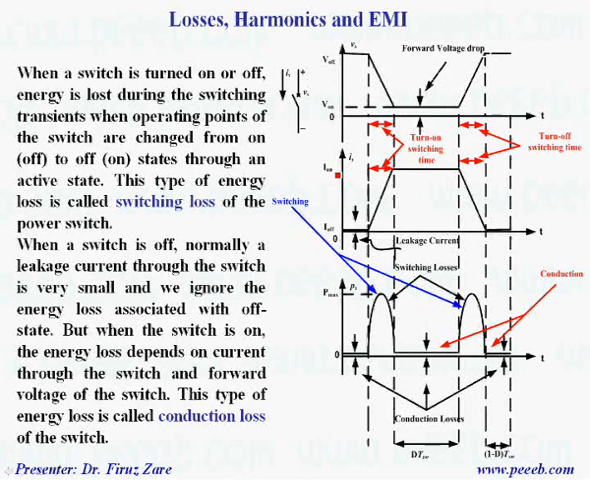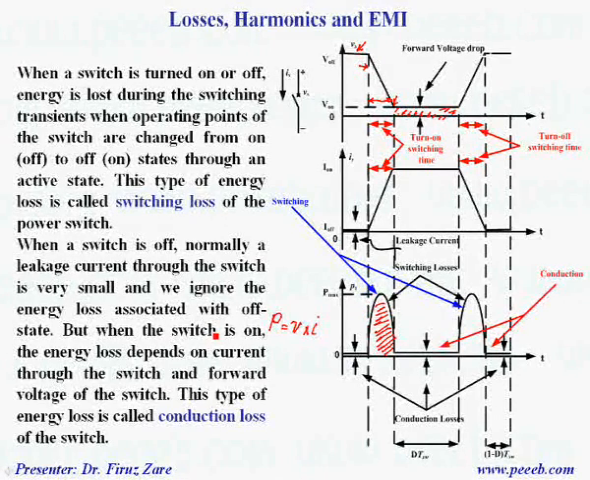So when a switch is turned on or off, energy is lost during the switching transients, when the operating point of the switch changes from on to off state through the active state. That means, suppose that the switch is off and now we apply a gate signal, and then the switch is getting on over this switching time. So at this point the switch is in on state, so this is the voltage drop across the switch. The point is that because power, as I mentioned before, equals voltage times current, this is the switching loss when the switch is getting on.